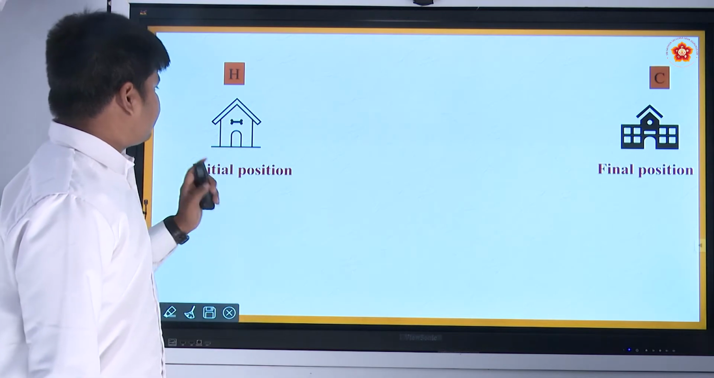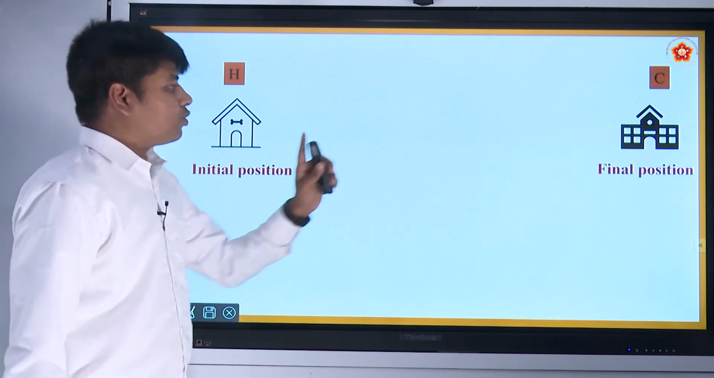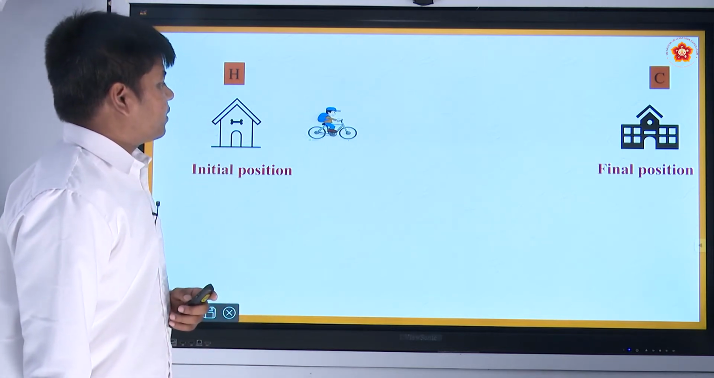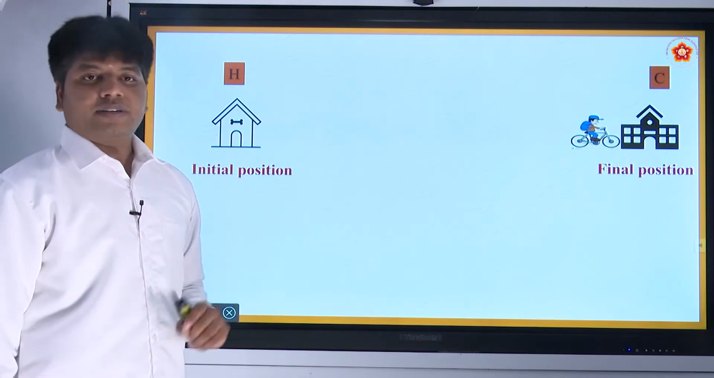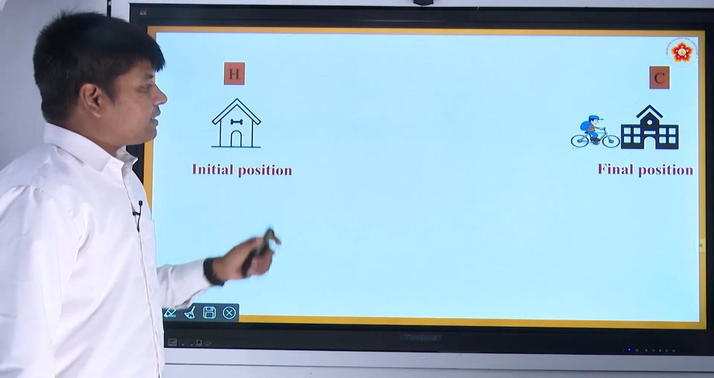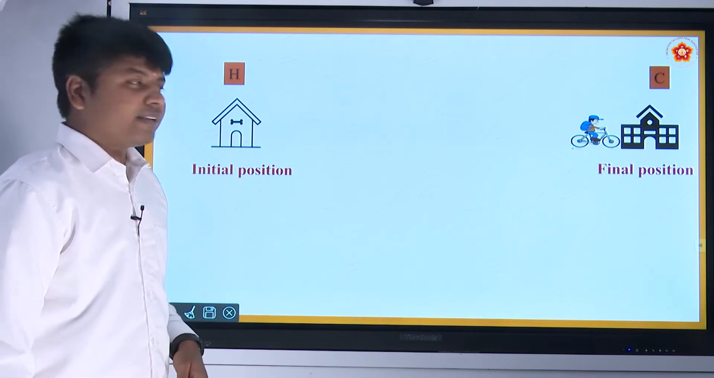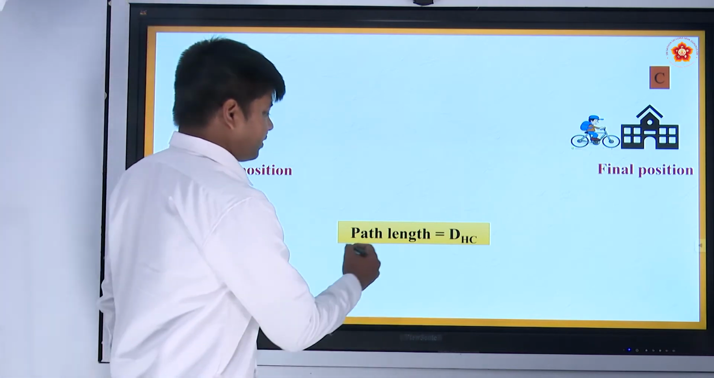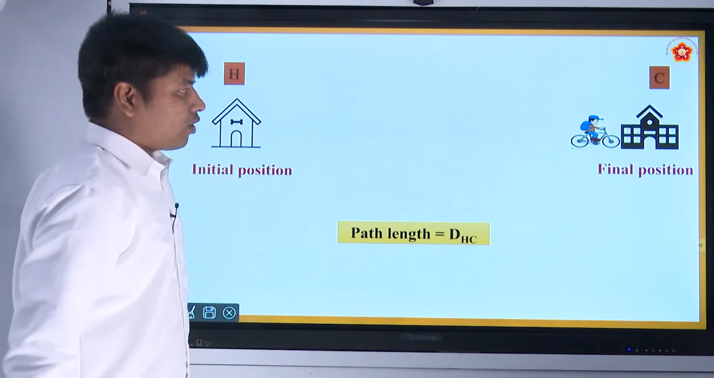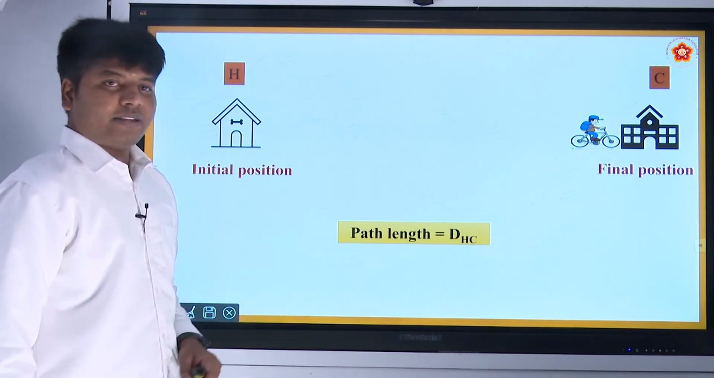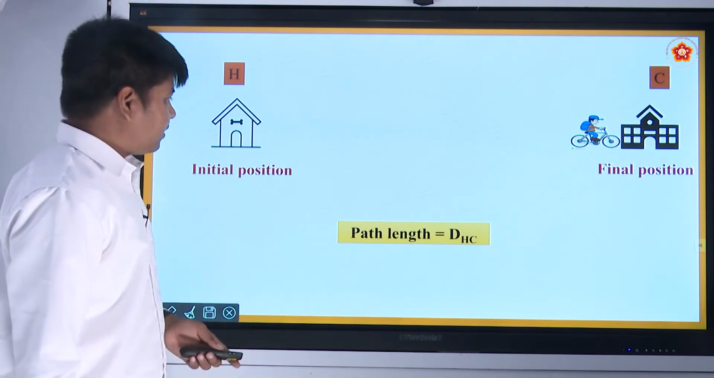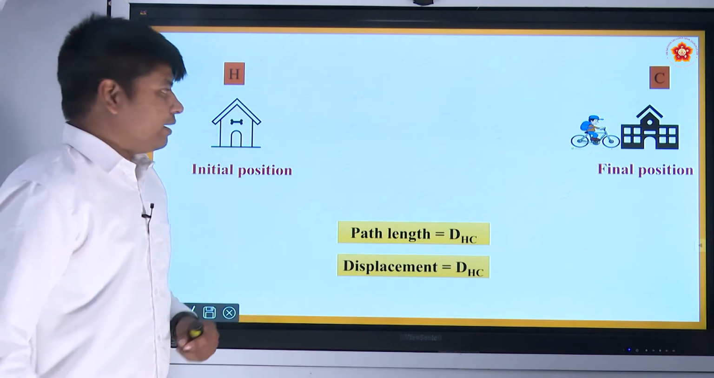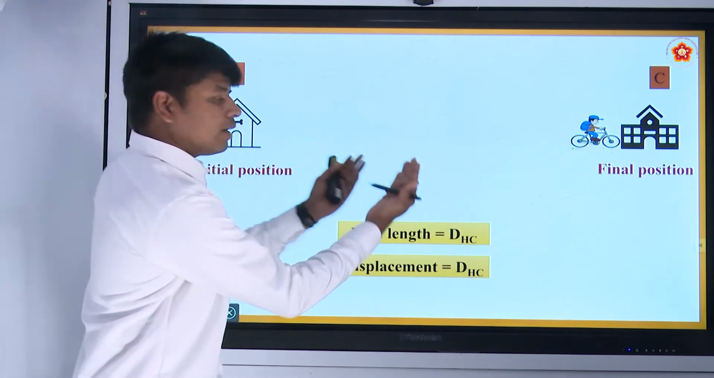So this is your initial position, that is your final position, from home to college. Now you started from the initial position and went and stopped there. That is your final position. In this case, what is your path length? Path length is the distance traveled. Already we know the distance between the house and the college is d_hc. So this is your path length. So what is your displacement? Displacement will also be the same in this case, if the change in position is from house to college.